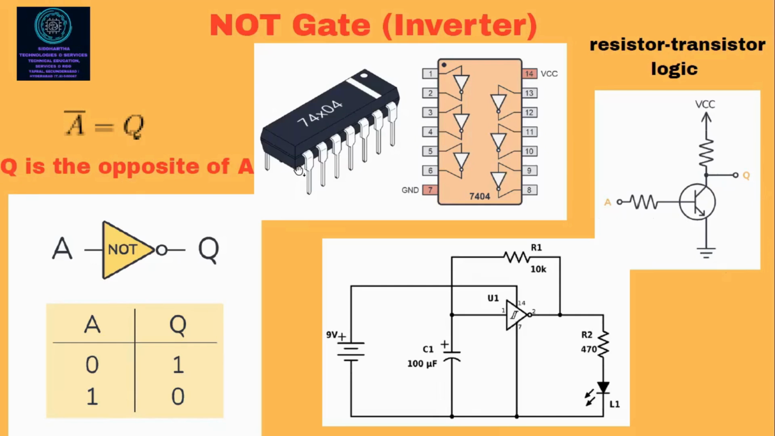So let's go to the lab and test our gates. Both gates will be tested, that is your OR gate and NOT gate.